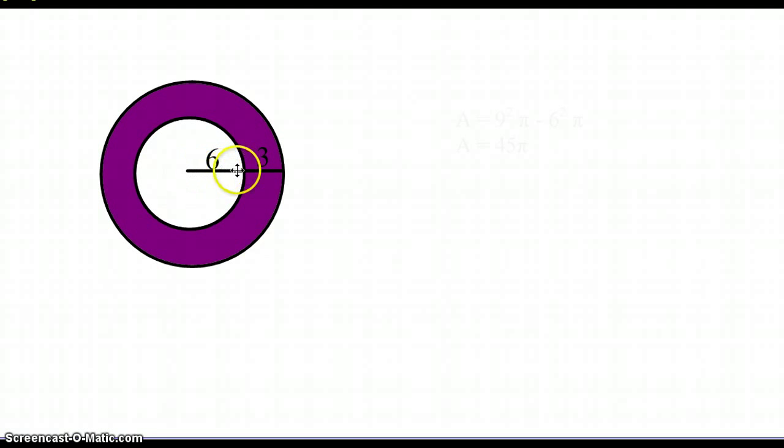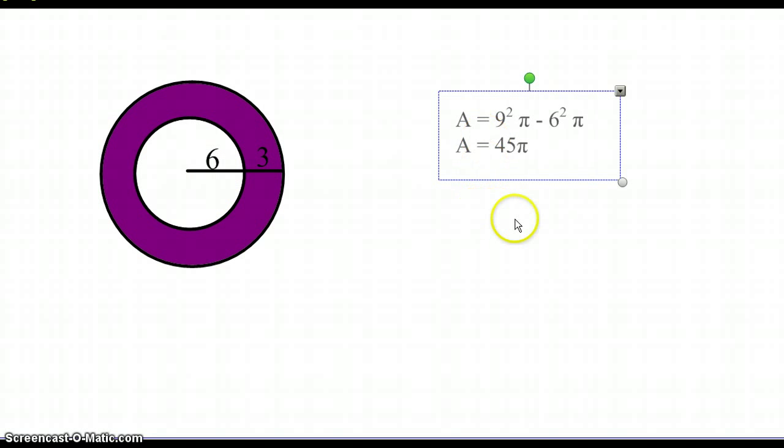Okay, so here's one example of finding the area of the annulus. If you look, the inner circle has a radius of 6. Now this segment is 3, but if you think about it, the radius of the entire circle is going to be 9. So big R would be 9 and little r would be 6. So to find that area, we would do 9 squared pi minus 6 squared pi. So my area would be 45 pi, and then whatever my units are would be added to the end.